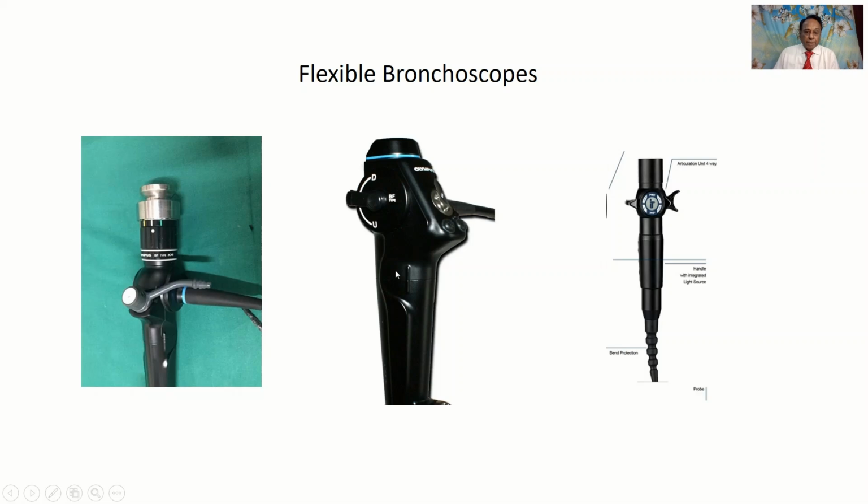The other advance is the video bronchoscope. Here there is no eyepiece. The camera is mounted and connected to a monitor, so you have to do the bronchoscopy not through the eyepiece but by looking at the monitor. That is the video bronchoscope. There are also hybrid bronchoscopes available. To reduce the cost, they incorporate both technologies, the fiber optic as well as the video bronchoscope technology.